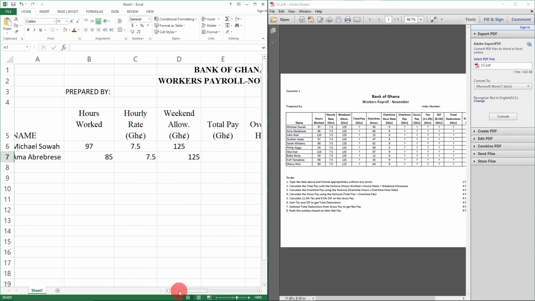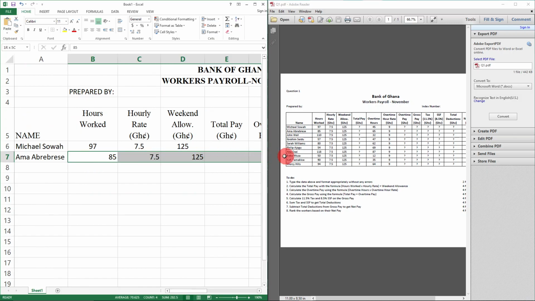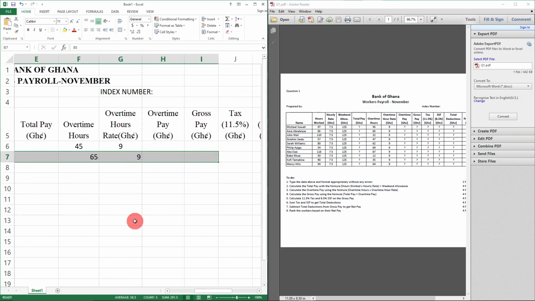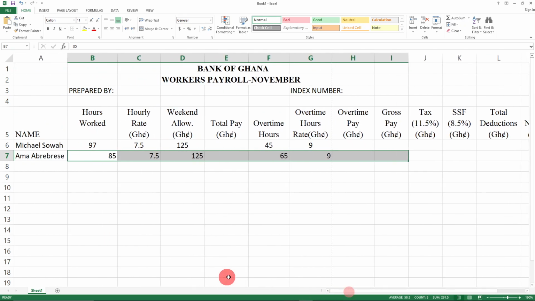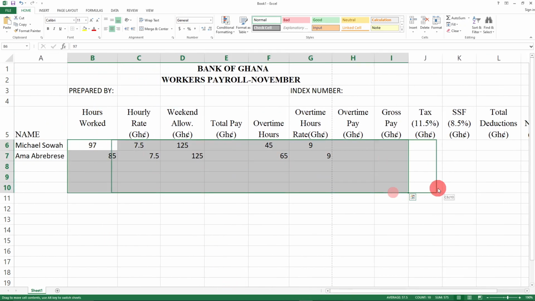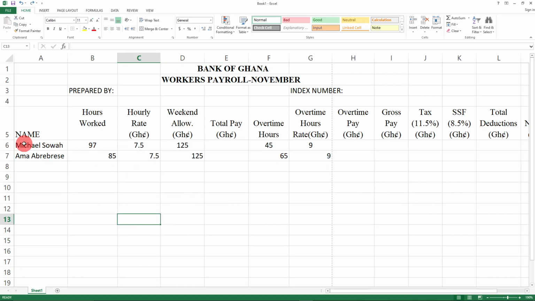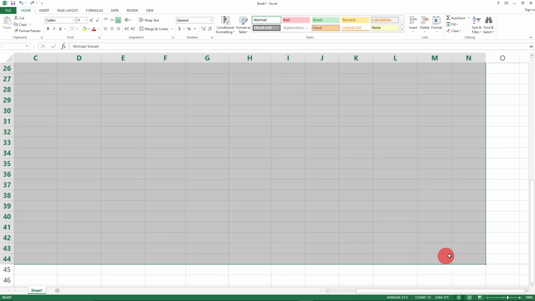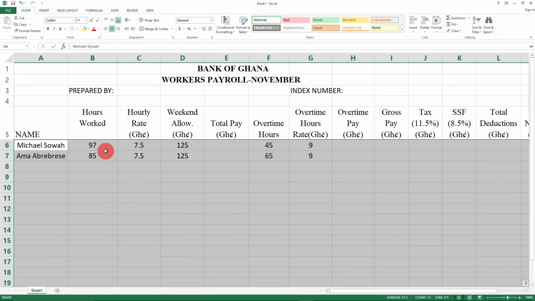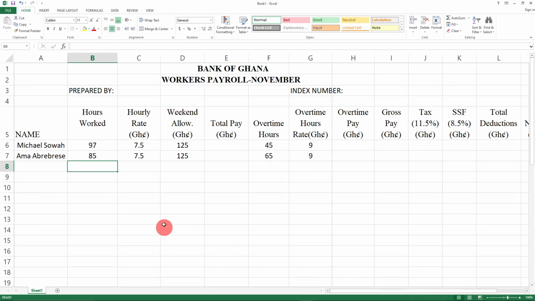Okay, so you could see that this one too. You don't have to do it one by one. You can select all at a go. Select all and then select center. So whatever you type will be centered. You don't have to be doing it one by one.